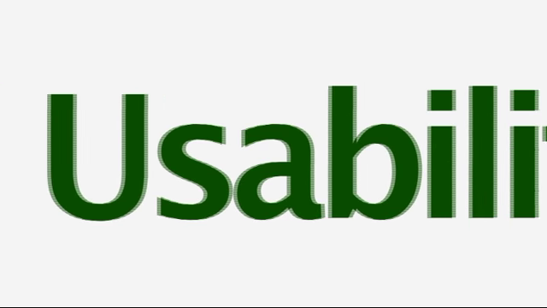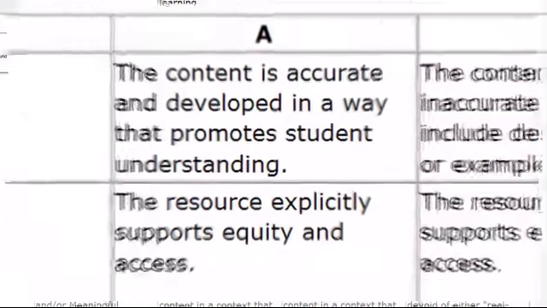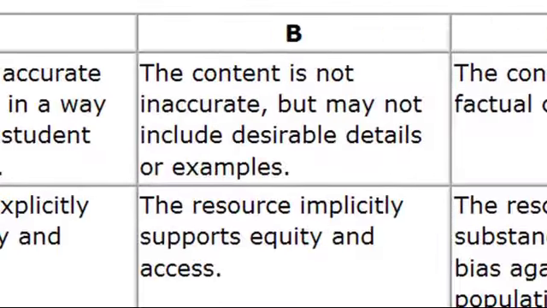As we move on, we will begin to look at a group of categories that deal with the quality and usability of the lesson and the way it is presented for teachers to use. Number 3 has to do with content of the lesson. Which would you choose, A, B, or C?